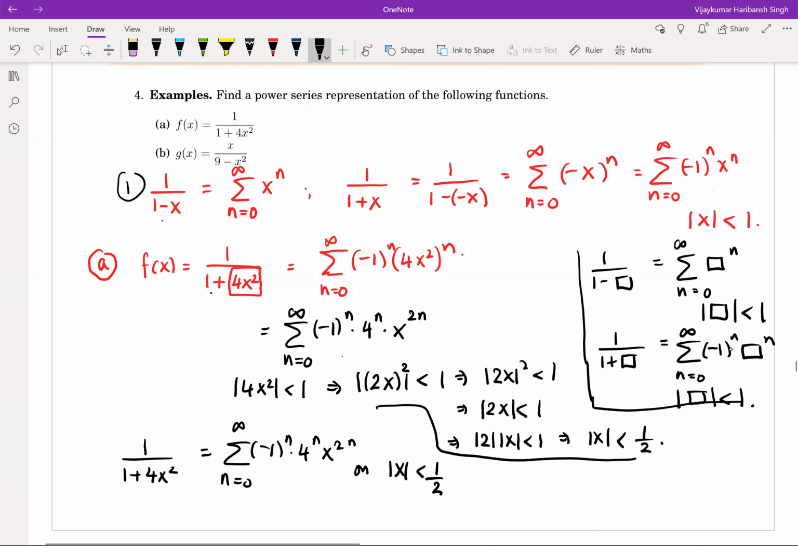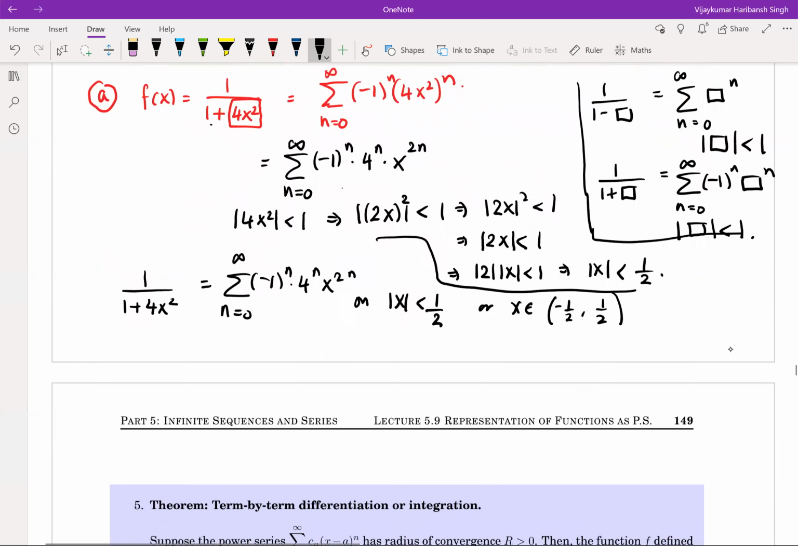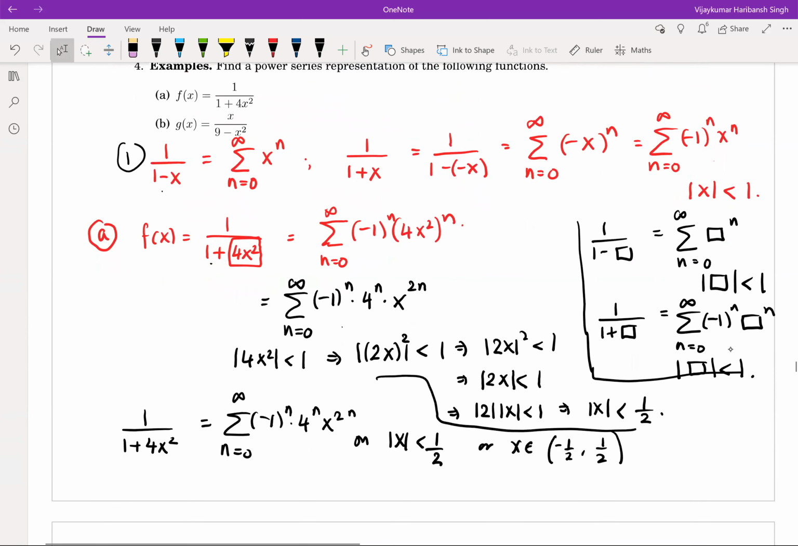Or if you want to write the same thing in interval notation, x belonging to minus 1 by 2 to 1 by 2, right? Because you can convert this into interval notation. So these formulas are equivalent only in this interval. Okay, make sense? All right. So let's move to the next part. Problem B.